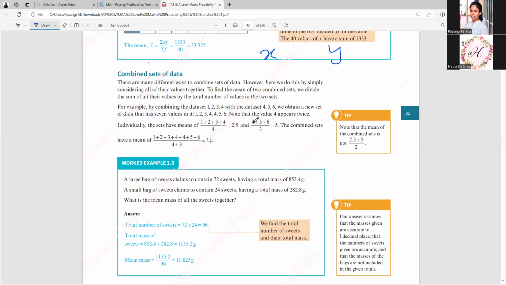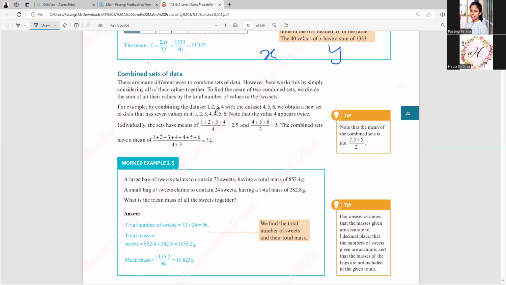Then note that the value 4 appears twice as well. So they have given that the 4 appears twice. Now what do we have to do? If we consider it individually, the sets have two means.